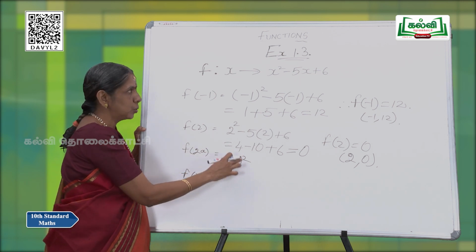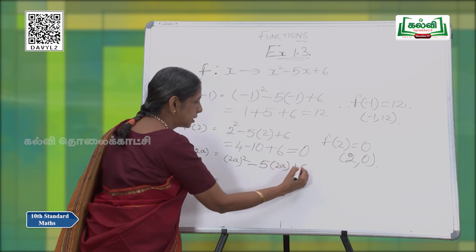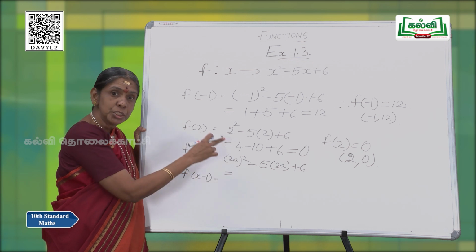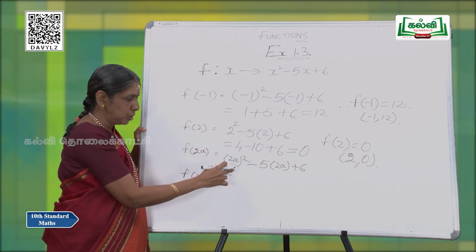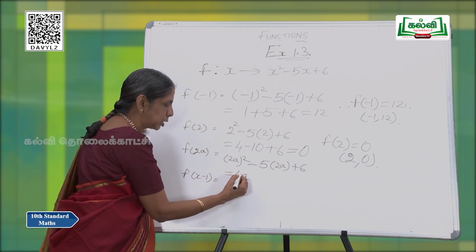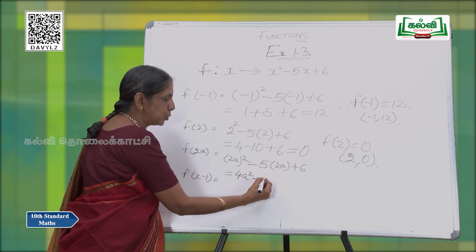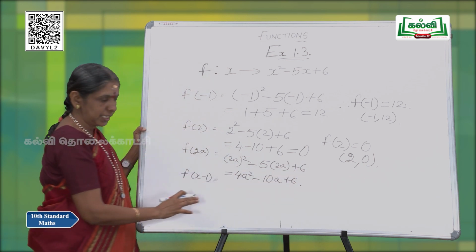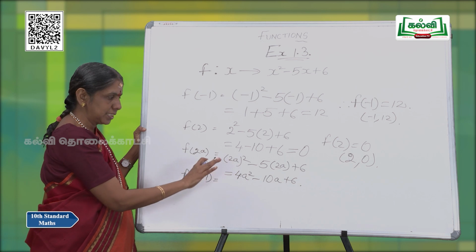It is (2a) the whole squared minus 5 times 2a plus 6. (2a) the whole squared means what happens? It is 2 into 2, 4, and then a into a, a squared. So, you understand the meaning of (2a) the whole squared. So, it is 4a squared minus 5 times 2a, which is 5 into 2, 10, so minus 10a, plus 6. This will be the answer. Because we do not know the value of a, we have to leave the answer as such.